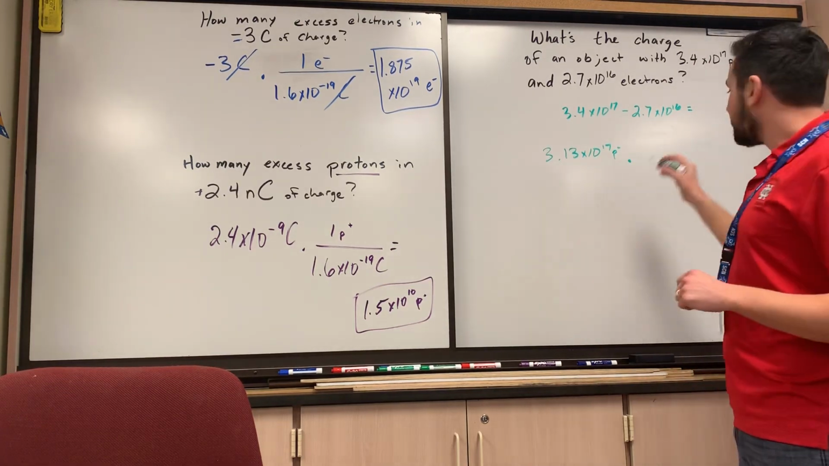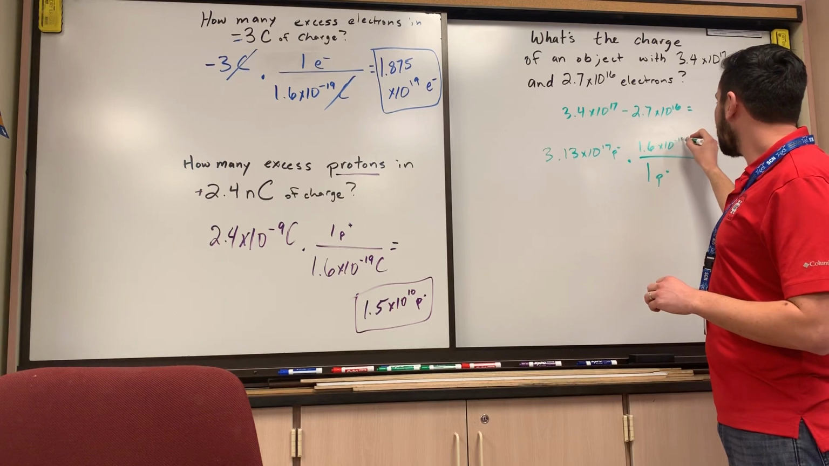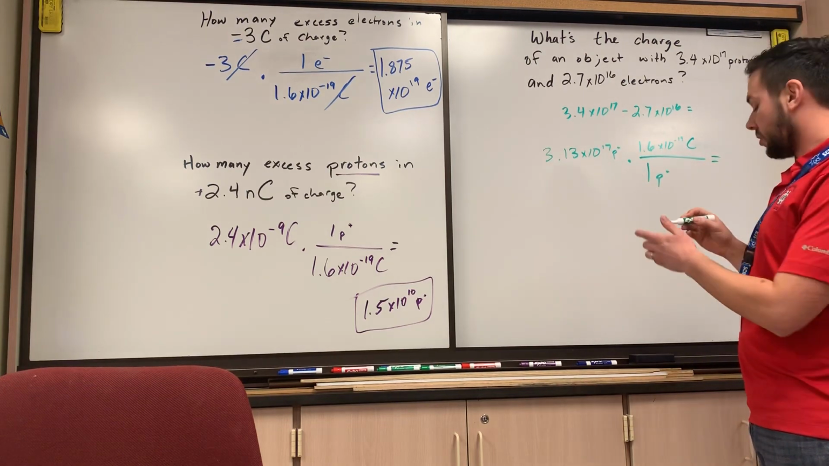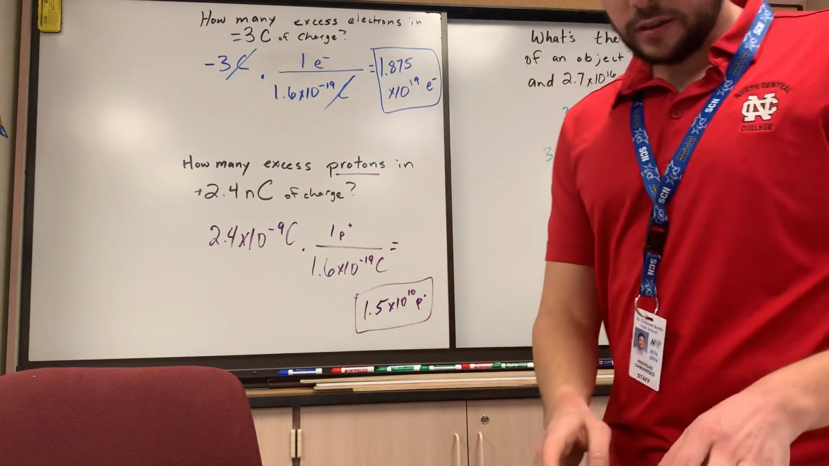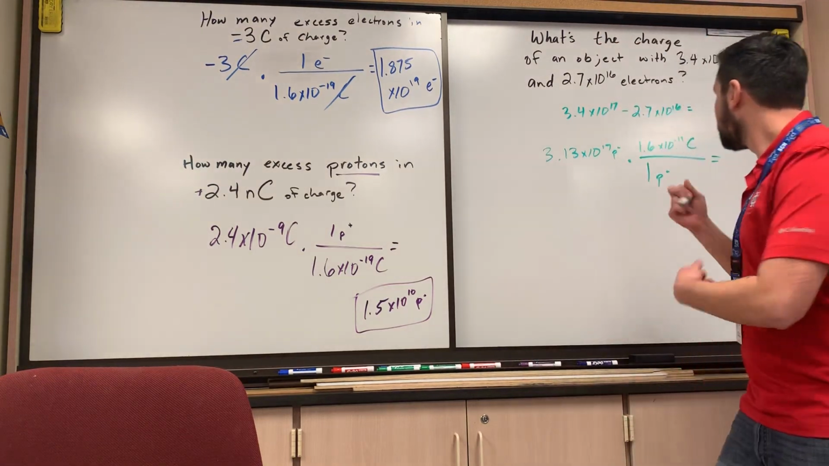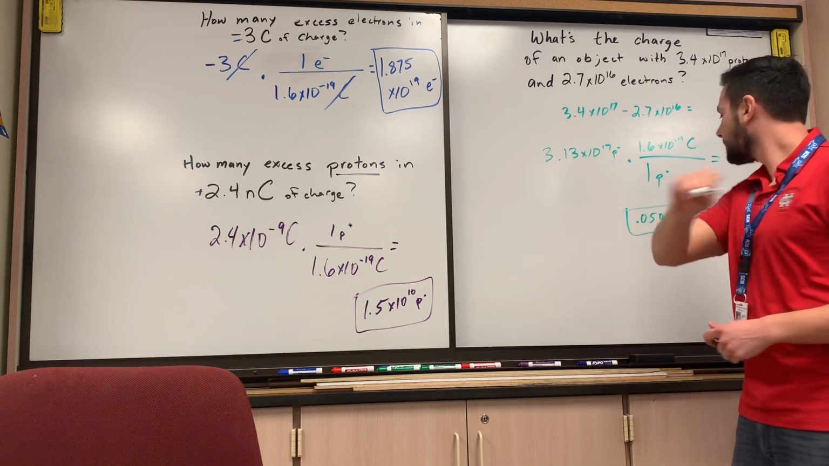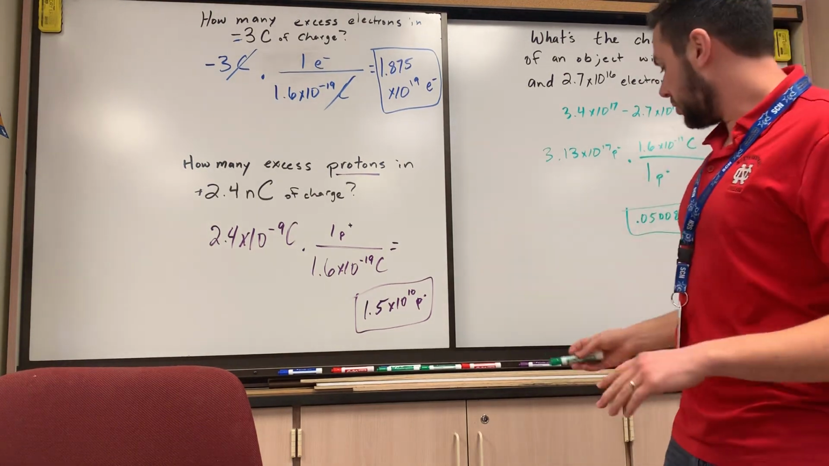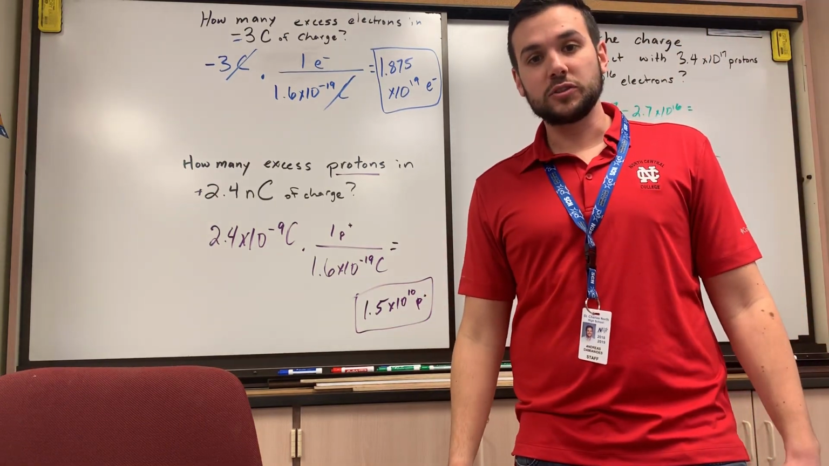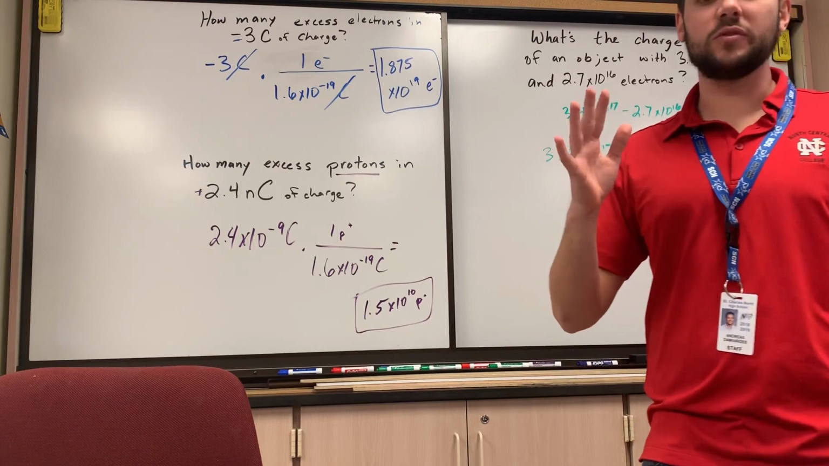Now I need to figure out a charge. So I'm going to say one proton has a charge of 1.6 times 10 to the -19 coulombs. And now I'm multiplying these numbers together to get my total overall charge. And when I do that, I should get a number that is 0.05008 coulombs. Boom. So that's converting between coulombs and protons, or vice versa. You want to make sure you know how to do these problems so that you know how to get the charge value from electrons, or how to figure out how many electrons are moving when you know the charge value.